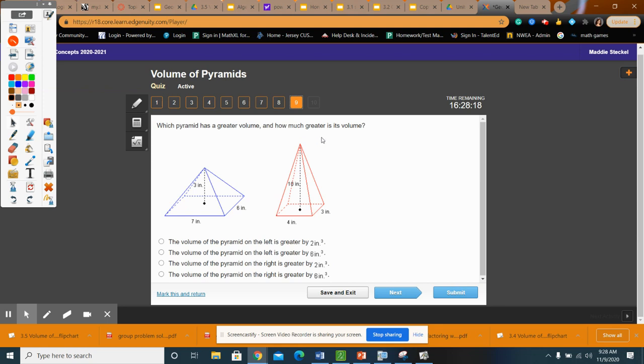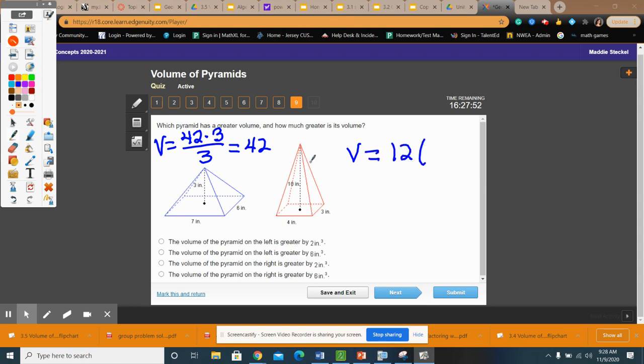Okay. Which pyramid has greater volume and how much greater? So you've got to find them both. Big B here will be 7 times 6, which is 42, times the height, divide by 3. There's that shortcut because their 3's are there. That's just going to be 42. Try this one. Big B, 4 times 3 is 12, times the height, which I think is 10, divide by 2. That's 120 divided by 2, which is 60. So the one on the right is bigger. So the volume on the pyramid on the right is bigger. So it's one of the bottom 2.